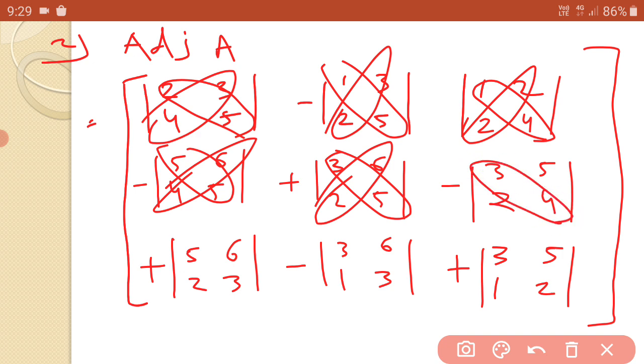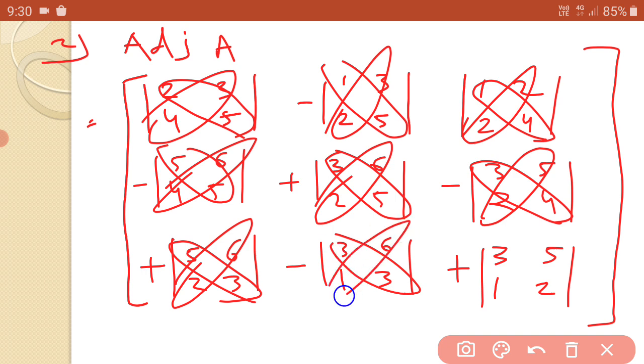4 3s are 12, minus 10, 2. And here the minus 2. 5 3s are 15, minus 6 2s are 12. So you get it, the 3. Then 3 3s are 9, minus 6, 3, but minus 3. Then 3 2s are 6, minus 5 1s are 5. To get it, the answer of 1.